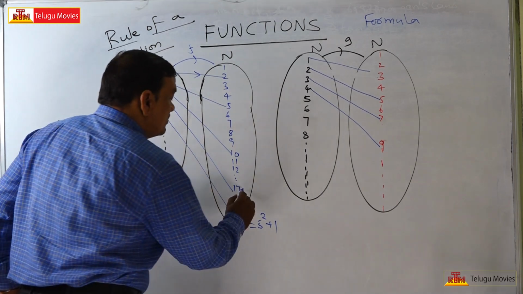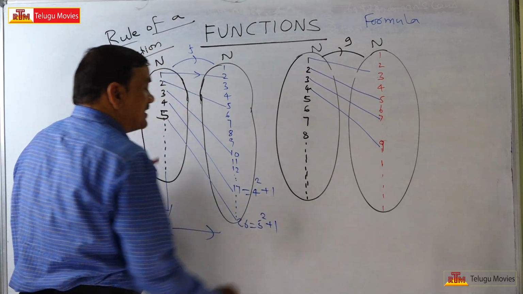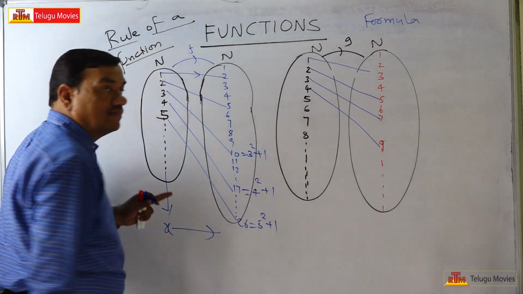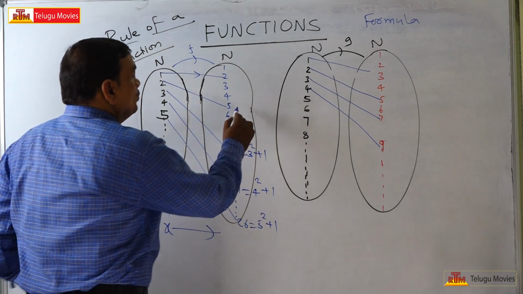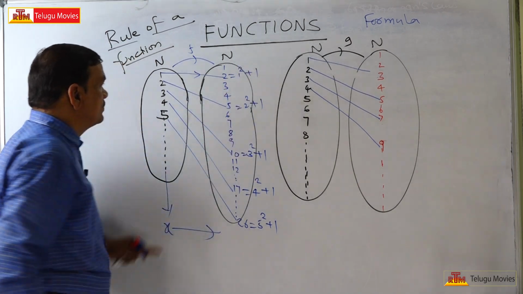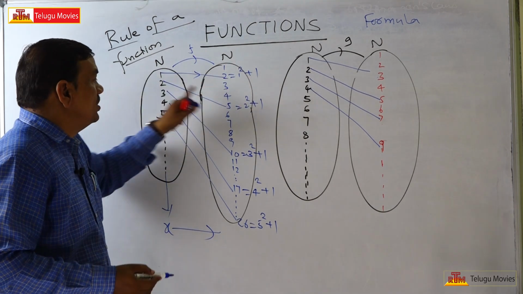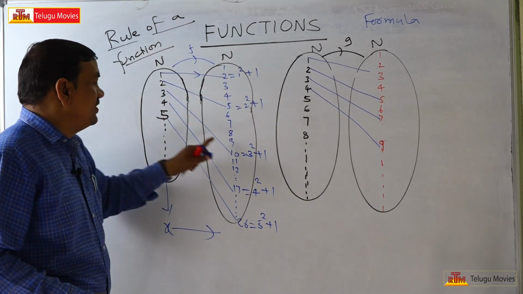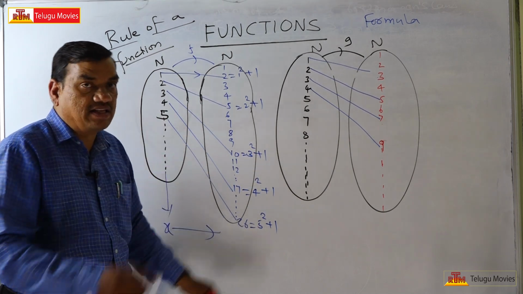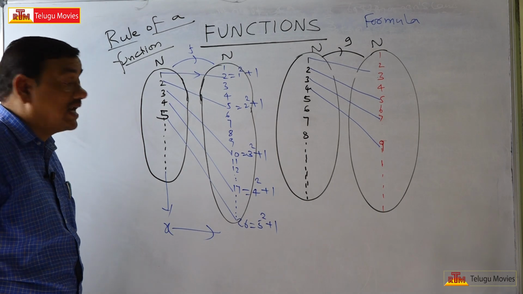So 5 goes to 5 square plus 1. This is 17, which is 4 square plus 1. This is 10, which is 3 square plus 1. This is 5, which is 2 square plus 1. This is 1 square plus 1. If it is 2, 2 square plus 1. If it is 3, 3 square plus 1. If it is 5, 5 square plus 1. Generalize this.